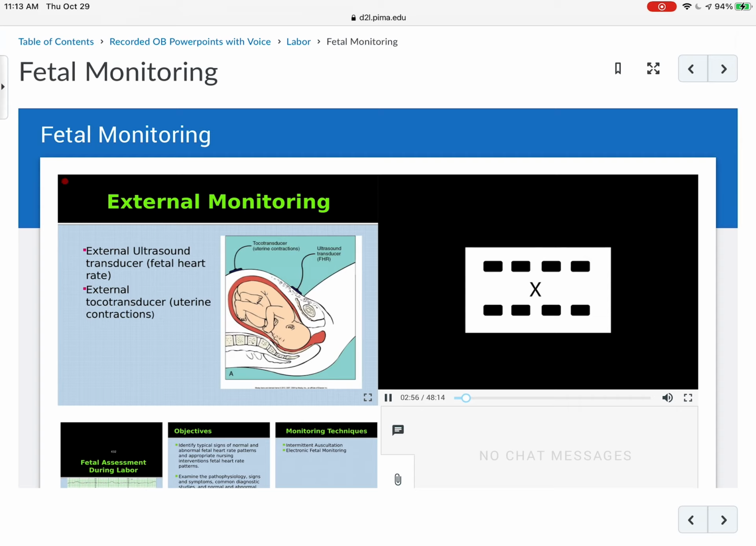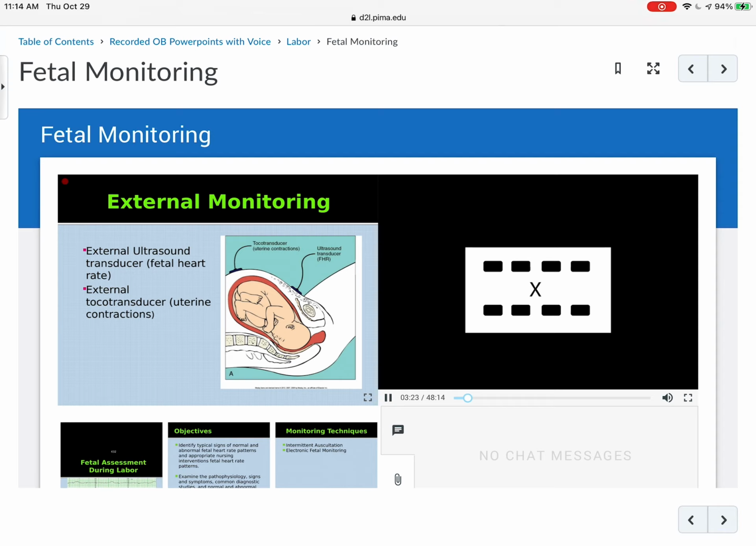External fetal monitoring consists of 2 things. One is the Toco transducer, or we just call it the Toco, and what it's going to do is it's going to pick up the contractions. So we put it on top of the fundus, and how it picks up contractions is the uterus is a muscle, and when the muscle contracts, it rises. So what it does is it picks up the rising of the muscle. So it picks it up in millimeters of mercury.